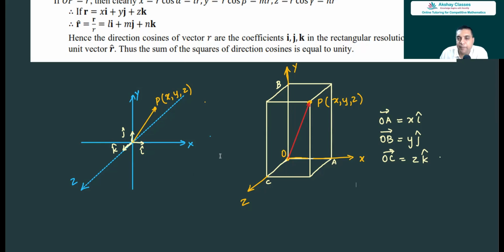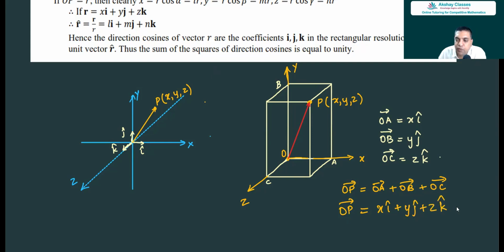So this is the vector OP. OP will be OA bar plus OB bar plus OC bar. So we can write the vector OP bar in terms of the coordinates as x i cap plus y j cap plus z k cap. So it is very easy now to convert a problem of coordinate geometry. If the point has, in the 3D Cartesian system, coordinates x, comma y, comma z, then the position vector of that point with respect to the origin, OP bar, is x i cap plus y j cap plus z k cap.